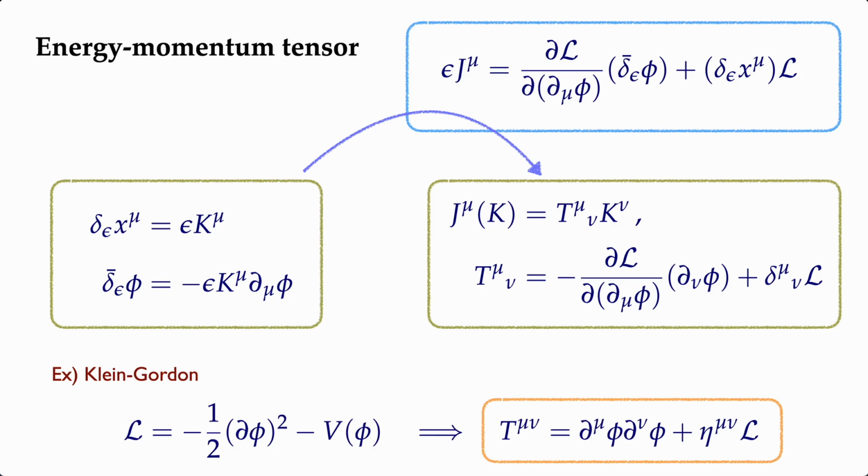For the familiar Klein-Gordon Lagrangian, the explicit form of the energy-momentum tensor is as shown here. The derivation of the energy-momentum tensor given in this video may look different from the ones you saw in your favorite textbook, but the final result must agree.